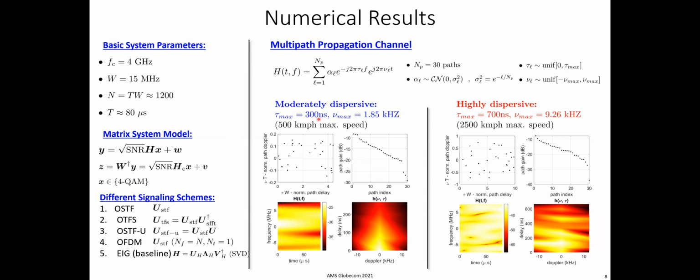The delay spread is 300 nanoseconds and Doppler spread about 2 kilohertz. In a highly dispersive channel, we consider 700 nanosecond delay spread and about a 10 kilohertz Doppler shift. And this is the picture of the time varying frequency response function. This is the delay Doppler function, the two-dimensional Fourier transform of this. And these are the normalized delay Doppler shifts.